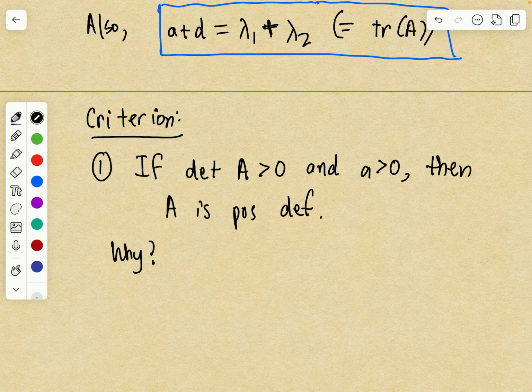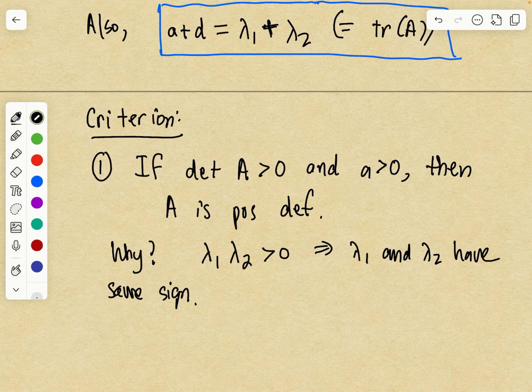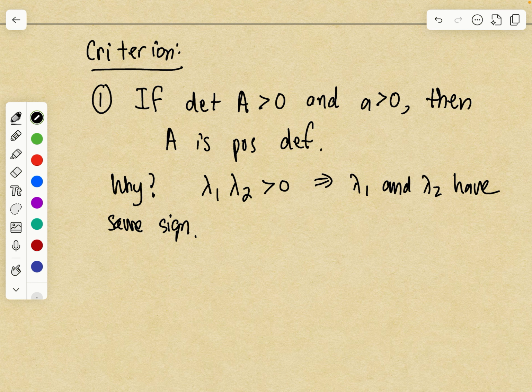So we know that the determinant of A is lambda 1 times lambda 2, right? And we know that this is positive, so therefore lambda 1 and lambda 2 have the same sign. Well, if lambda 1 and lambda 2 are both positive, then A is positive definite. Now, why can't lambda 1 and lambda 2 be both negative? Lambda 1 and lambda 2 cannot be both negative.